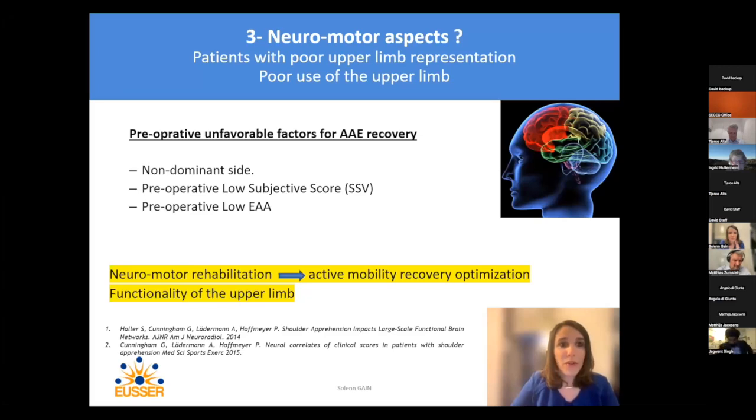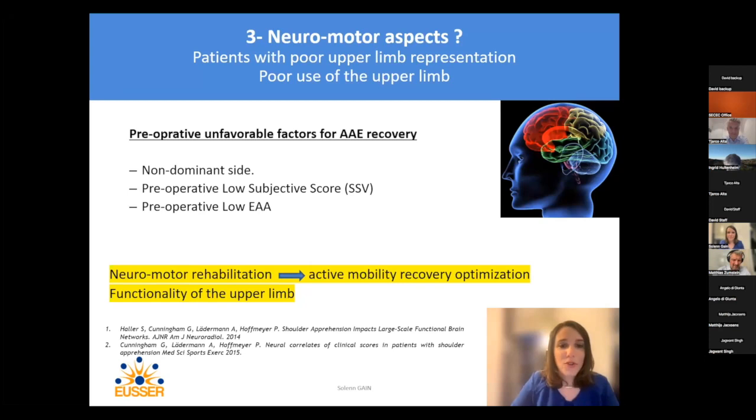Perhaps there are neuromotor aspects because there were patients with poor upper limb representation and poor use of the upper limb before surgery. We have to focus in rehabilitation on neuromotor aspects to have an active mobility recovery optimization.